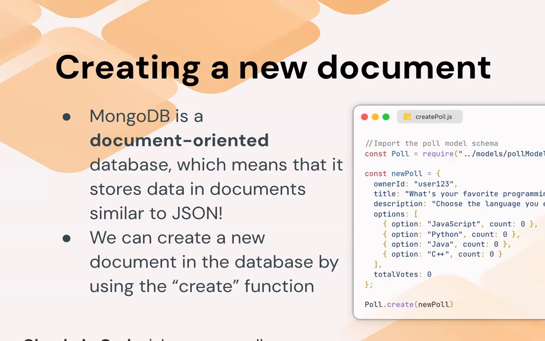So you can see the example. At the top, of course, you have to import your poll model schema. And then you can see the new poll object, which we define. And then we're using the .create function on poll to create a new poll. So using this function, we are creating a new document, which is basically a poll record in the collection of documents.